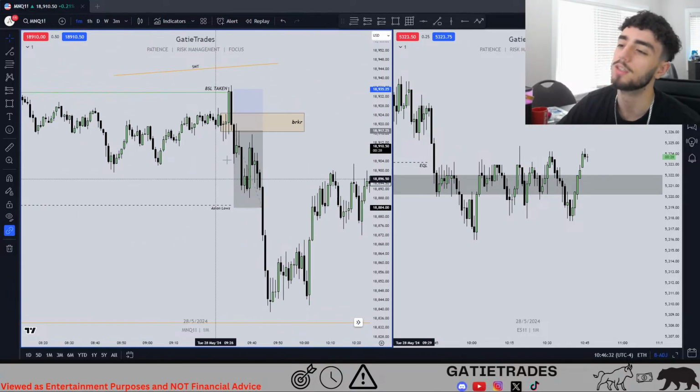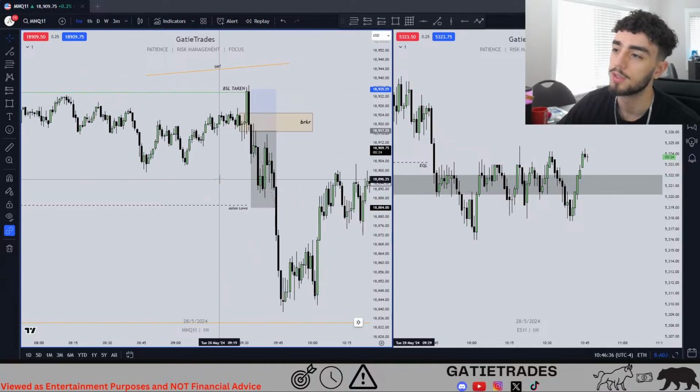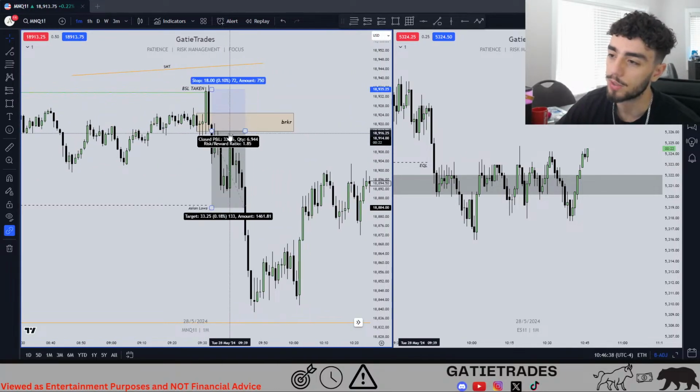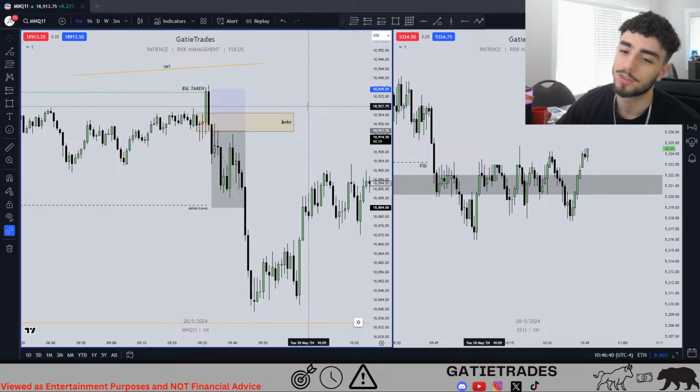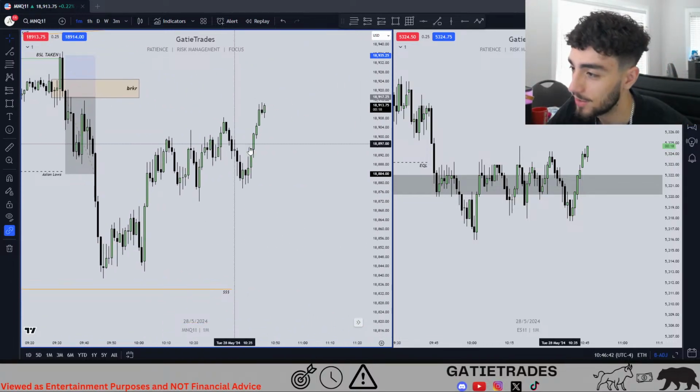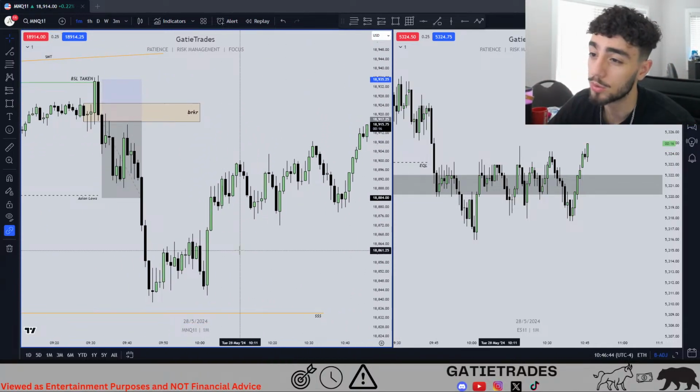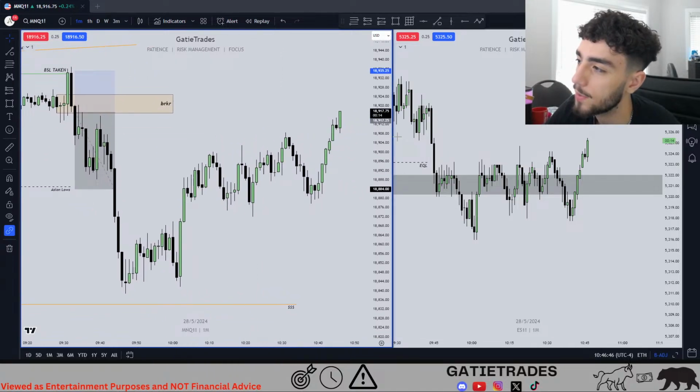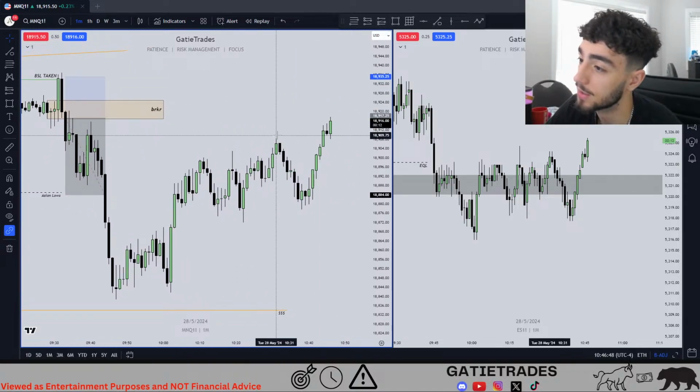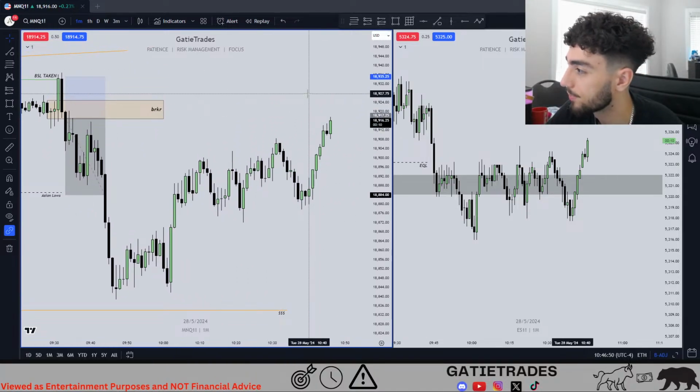Clear drawn liquidity, buy side taken, fake microstructure shift, turtle soup, SMT. We ended on the breaker. Oh, perfect. This one was good too. OTE, right? In the 50-minute bearish fair value gap, SMT inside. I think that was a really good trade.